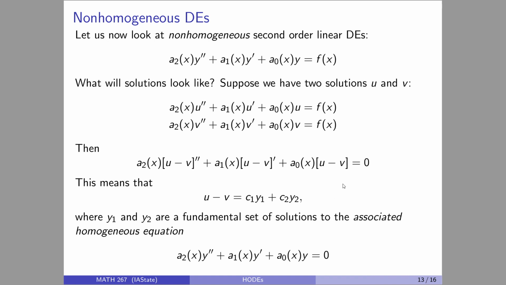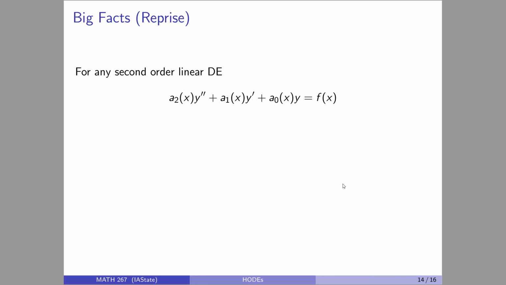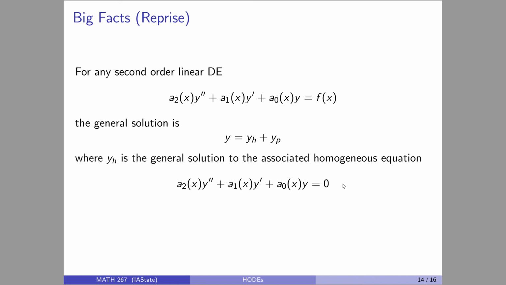So the big punchline here: for any second order linear DE, the general solution will be a sum of two things. y sub h, which is the general solution to the homogeneous equation, and y sub p, which is any solution you can find to the original differential equation. So to solve any second order linear DE, two things must be done. First, find the general solution to the homogeneous equation, which amounts to finding two linearly independent solutions, y1 and y2.